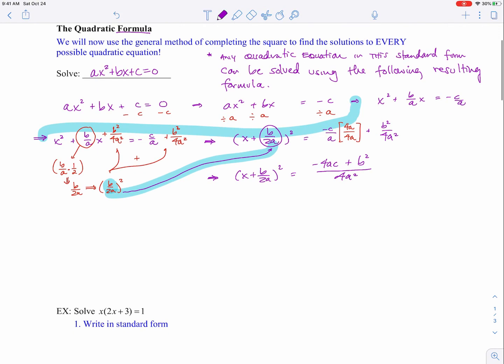And now that this left side is a perfect square, we can use the square root property. I don't need the parentheses anymore, I guess. I'm going to take the square root of both sides, and I get x plus b over 2a is equal to plus or minus the square root of, I'm going to write this as follows, b squared minus 4ac all over 4a squared.